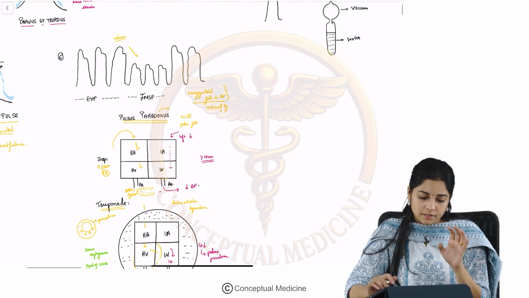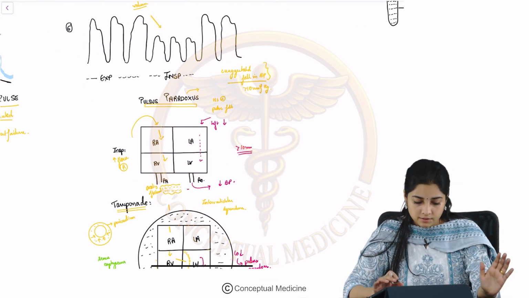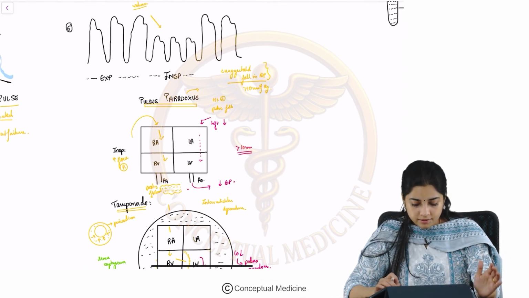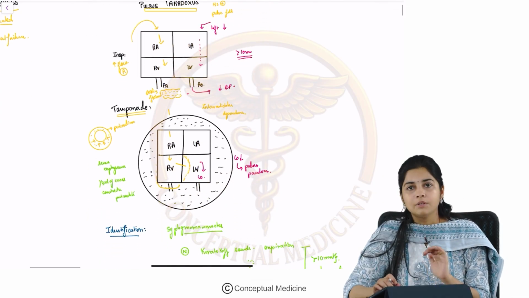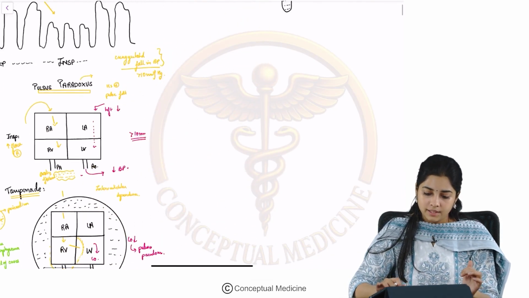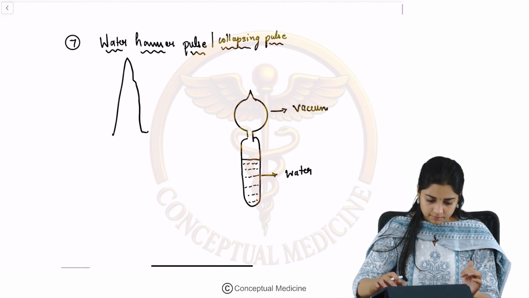Fine. So I hope you've understood this entire concept of Pulsus paradoxus clearly. What is Pulsus paradoxus? What is the mechanism? And how do you identify it? Okay. Now let us move on to this next pulse form.